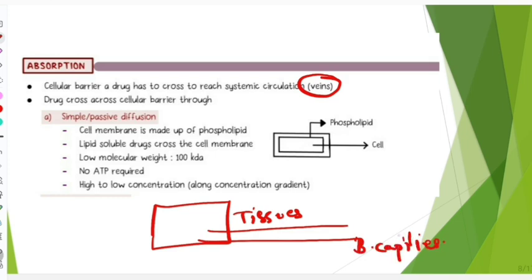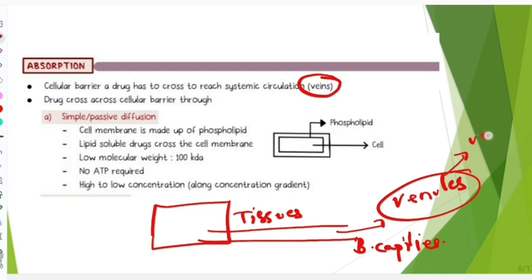Now, from the capillaries, the drug moves into venules, right? And from the venules, the drug will move into veins. And from these veins of the body, the drug moves into the heart. And from the heart, it is pumped to different parts of the body. So remember that concept. Arteries, they carry blood from the heart to the tissues. Am I right? Yes. Veins, they carry blood from the tissues back to the heart. So let us say you have taken a drug, patient has taken a drug, it has entered the intestine or stomach or muscles.